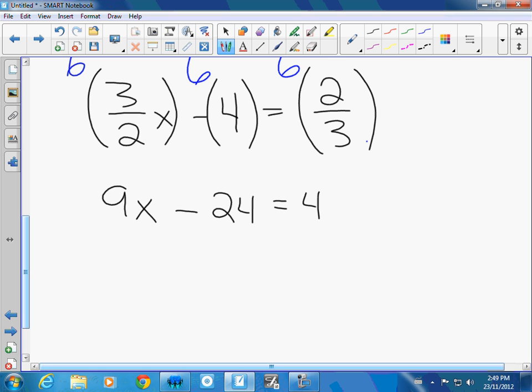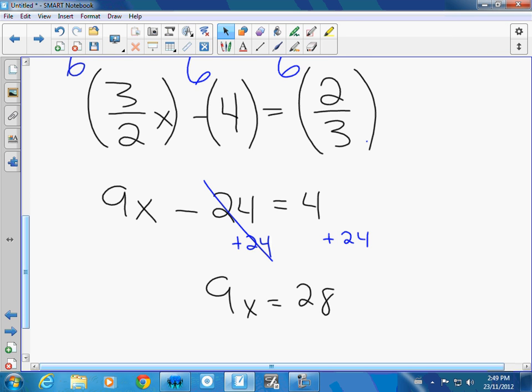To get rid of the negative 24, what do we do, guys? Add 24 to the left side. What do you do to the right side? Add 24. What happens to these 24s? They're gone. You end up with 9x equals 28.